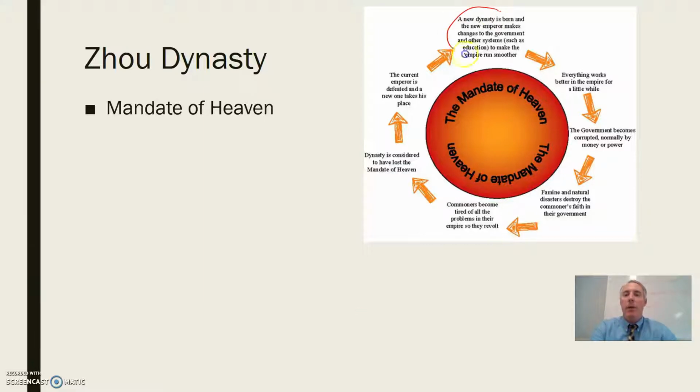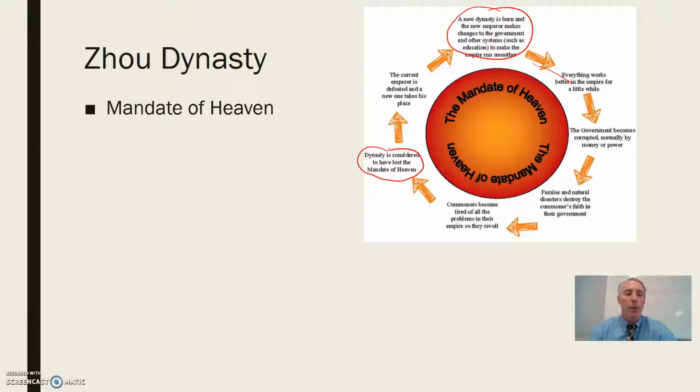So you start up here at the top, and a new dynasty is born, and everything's good. Then the government becomes corrupted as time goes on, and you start having natural disasters and famine and wars, and taxes go up. The commoners become unhappy with it, and because of all the bad stuff, the dynasty is considered to have lost the mandate. Then there is a rebellion, a revolution of some kind, and then what happens? A new dynasty is born, and it starts all over again. So that's why it's called a cycle.